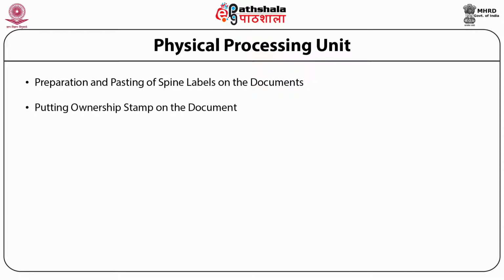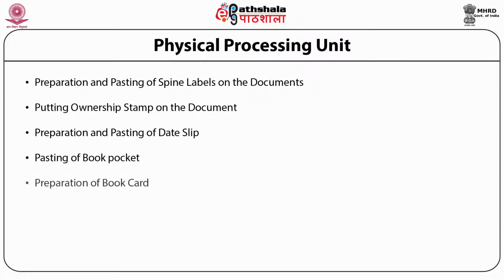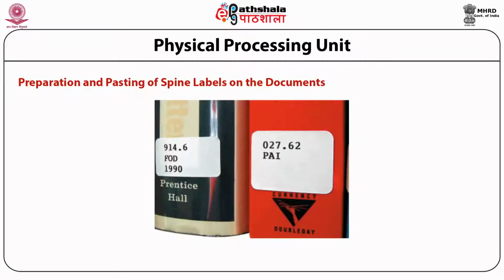The list serves as a current awareness service, informing users about new additions to the library. Other tasks include putting ownership stamps on the document, preparation and pasting of the date slip, pasting of the book pocket and preparation of the book card. The spine label is usually 1.25 inches in size and is either round or square in shape and made up of gummed white cloth or gummed glazed paper. On the spine label, the call number of the book is written and it is pasted 1 inch above the spine of the book so that it is visible when books are arranged on the shelves.